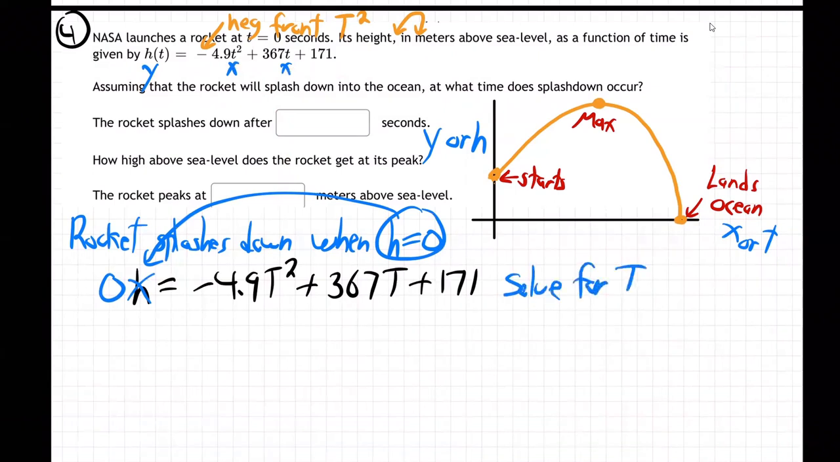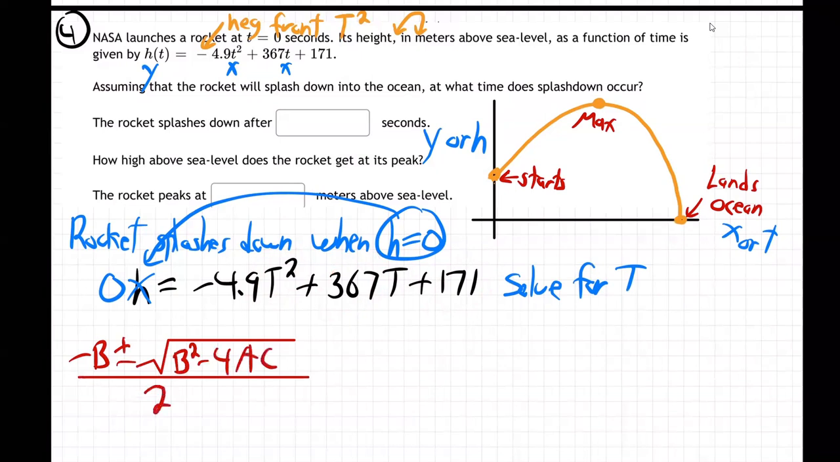Solve for t. Well, how do I solve it? It's a t squared equation, a t squared, regular t, no constant. How do we solve those? Well, we use the quadratic formula. So let's just dive into the quadratic formula. So it's going to be negative b plus or minus the square root of b squared minus 4ac all over 2a.